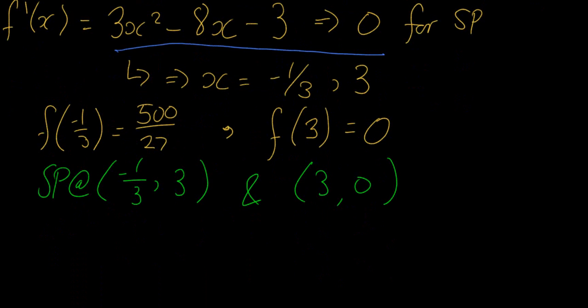Now we want to know what kind of stationary points these are. So what we're going to do is draw what we call a nature table. Over here, what color should I use? Maybe blue, not sure. In any case, in the nature table, you're going to have 3 rows. You have x, f of x, and your slope.